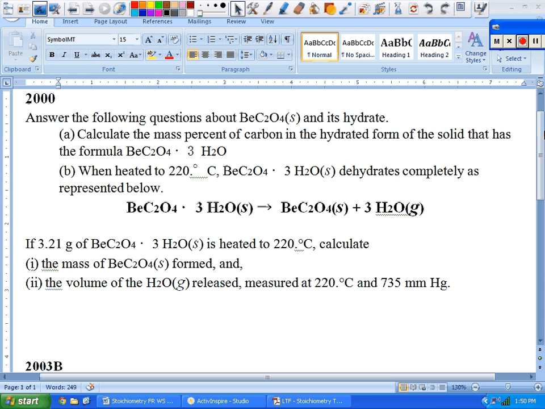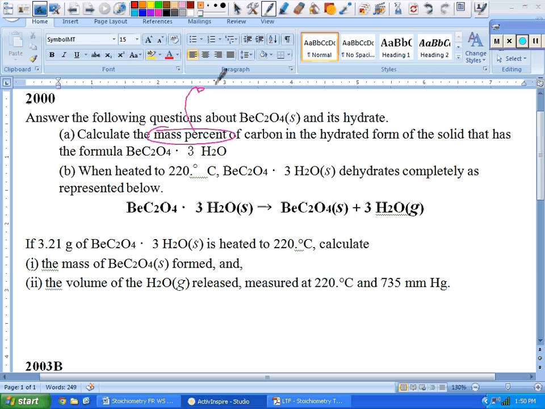Specifically, what this particular hydrate is, the first question is calculate the mass percent. I'm going to stop right there. They want to know something about the mass percent. What do we know the basic definition of a percent is?